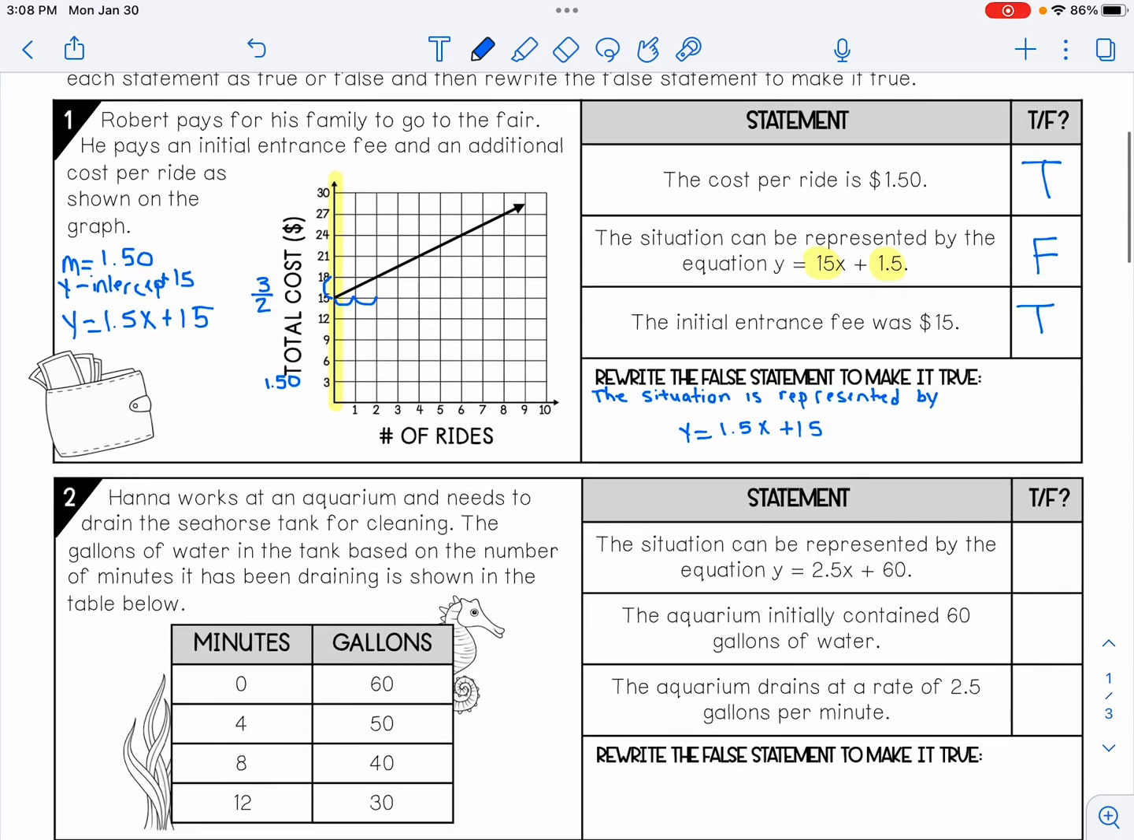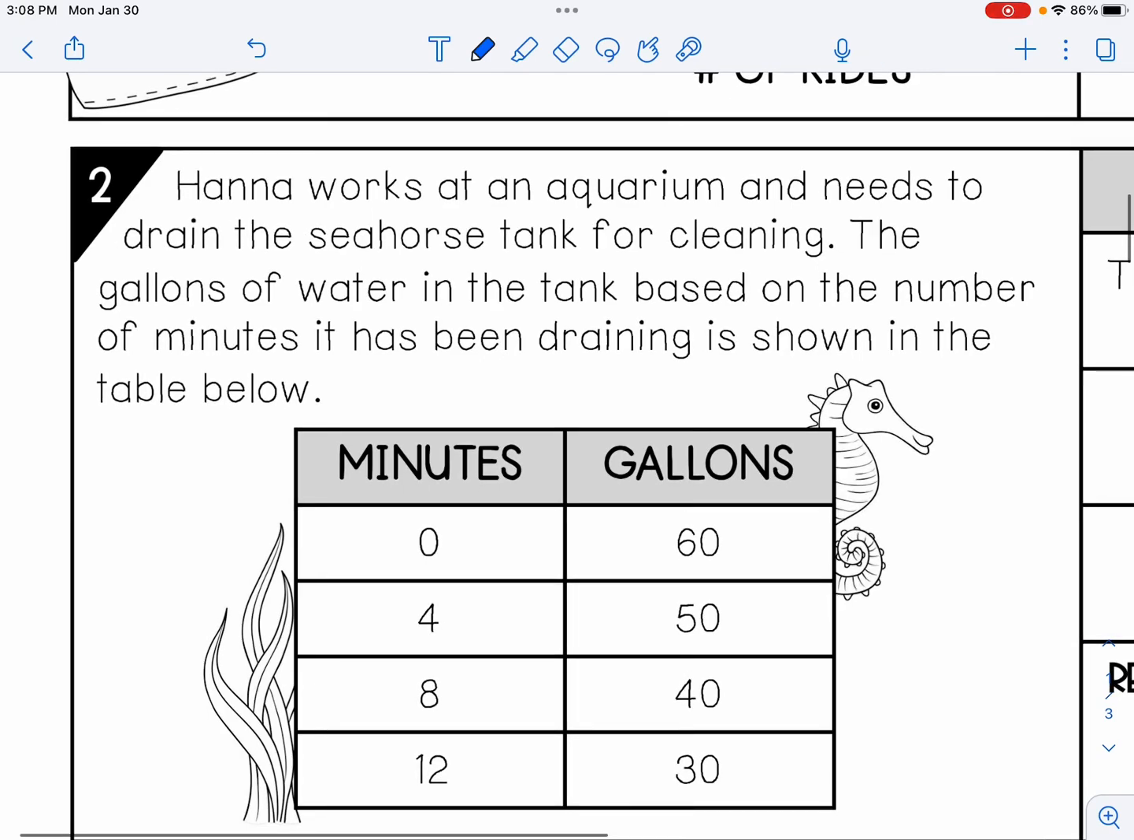Number 2. Hannah works at an aquarium and needs to drain the seahorse tank for cleaning. The gallons of water in the tank based on the number of minutes it has been drained is shown on the table below.